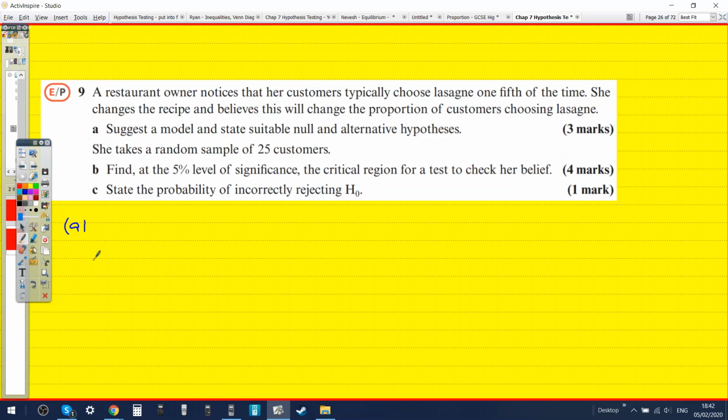So let's see, a restaurant owner notices that her customers typically choose lasagna a fifth of the time, and she will change the proportion of customers choosing lasagna. So either it's a fifth or it's not a fifth. So if there's two possible outcomes, a fixed number of trials n, and a fixed probability, so it's not like a conditional probability, then yeah, it's binomial. And so we would say x is binomially distributed. You could just say binomial distribution, or it always helps to lay it out like this. Oh, we can do that in part B, binomially distributed. And we need the null and alternative hypotheses.